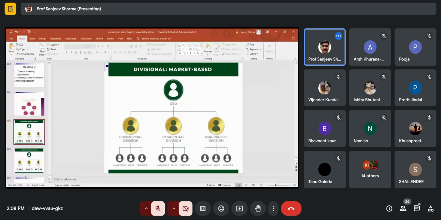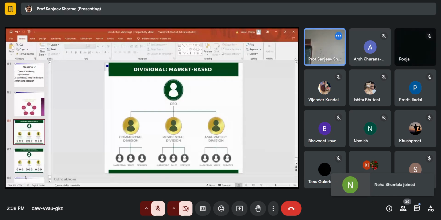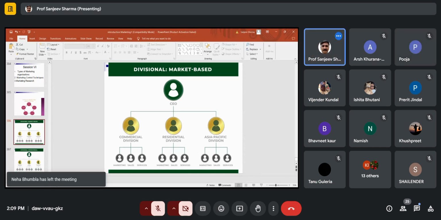Second is functional based. The upper structure may say general manager, and there may be different functions. In this case there are four functions. First is product management. Second is distribution management, or supply chain. Third is promotion management. We call it integrated marketing communication. Which is the fourth one? Pricing.